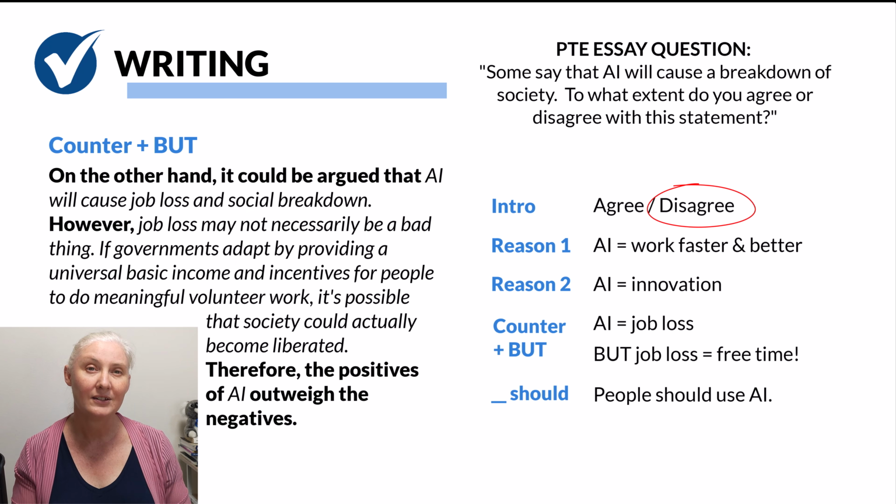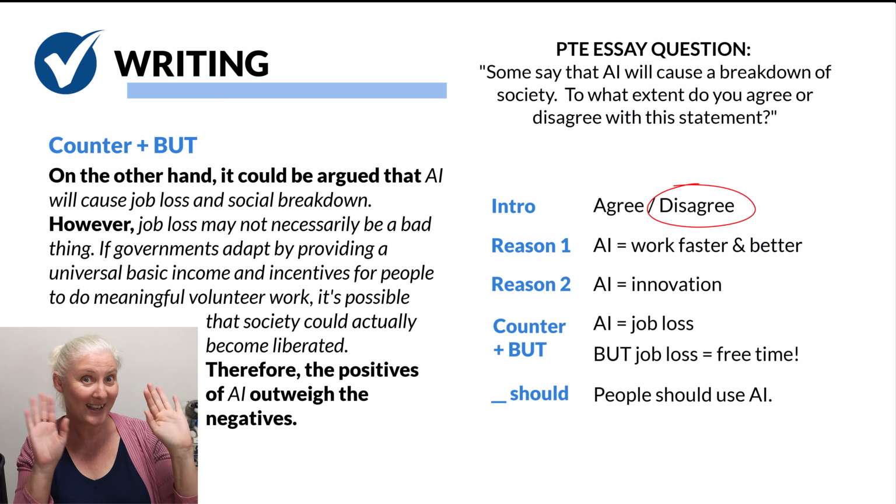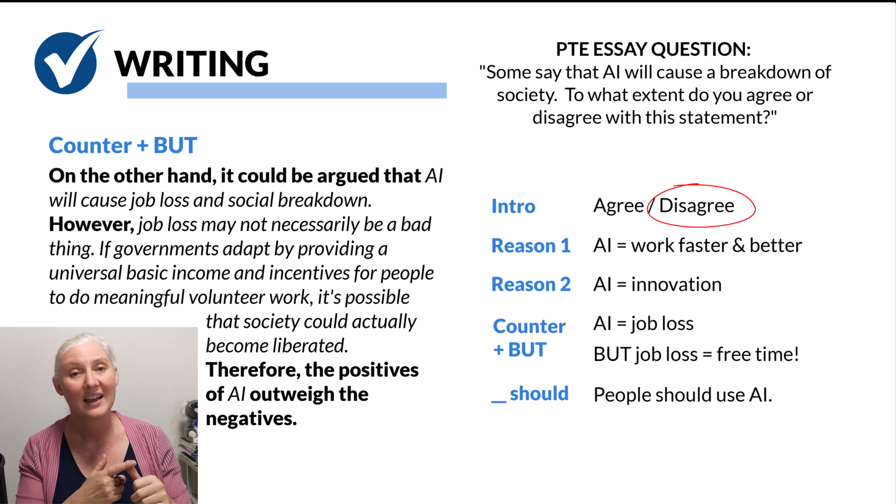On the other hand, it could be argued that AI will cause job loss and social breakdown. Now, I really strongly recommend that you use that part of my template. On the other hand is good because you're signposting, this is a counter-argument, look, look, look. And so that's good for structure. It's also good for showing a range of vocabulary.